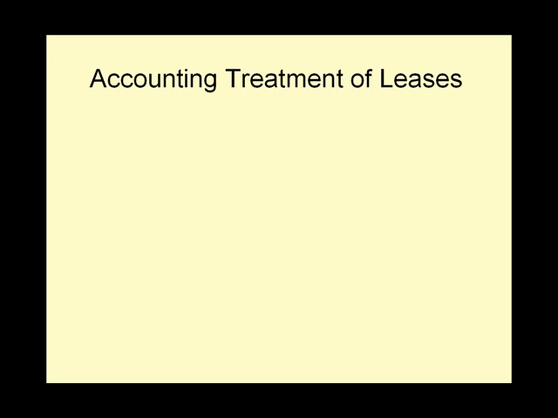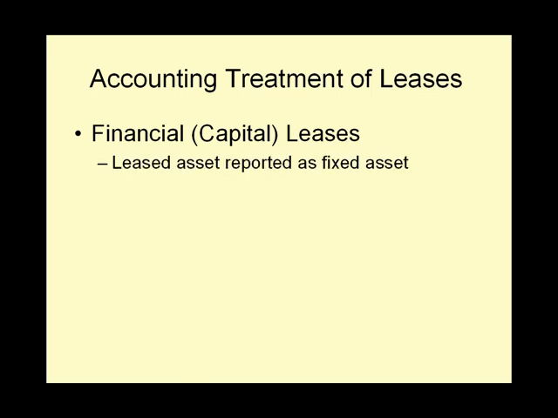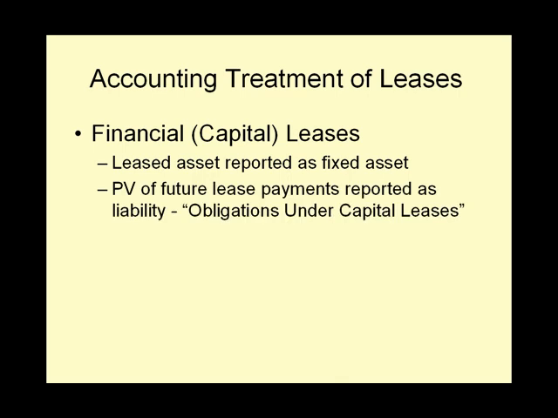Financial and operating leases are treated differently in the accounting statements. For financial or capital leases, the leased asset is reported as a fixed asset, and the present value of future lease payments is reported as a liability. The liability might be entitled obligations under capital leases.